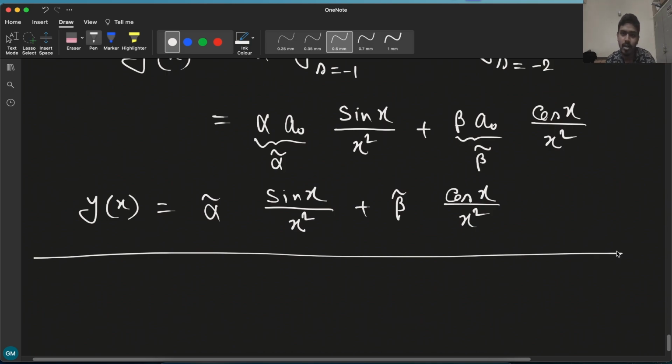In the next class I will solve another problem. I will take another differential equation and try to find the series solution at a regular singular point using this Frobenius method. So this method is called the Frobenius method.